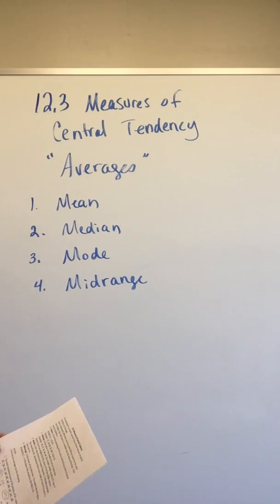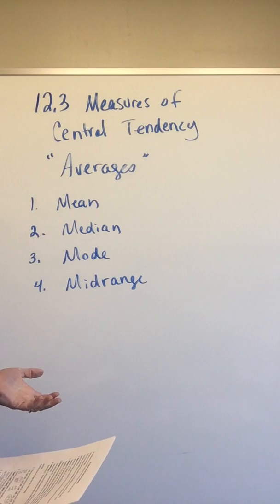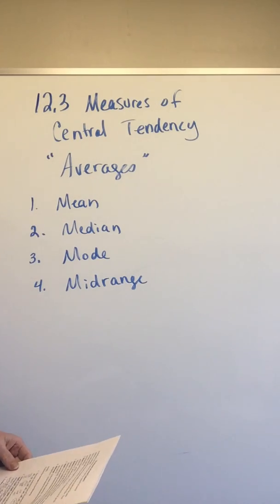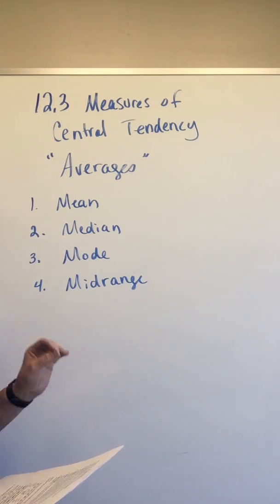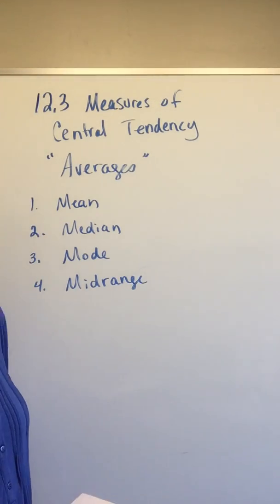Each is calculated differently and may yield different results for the same set of data. Each will result in a number near the center of the data. They should be representative of the data. That's the central tendency of the data.